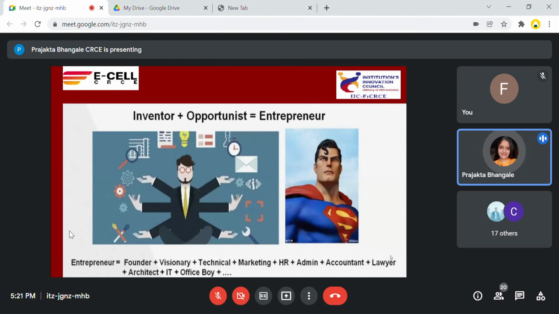Preparing the budget sheet, then many things will come into the picture. If my business goes ahead and gets good success, I have to be the analyst also, the data analyst also. There are so many things which come under the IT category also. So this is my entrepreneur, which consists of an inventor plus opportunist, and along with that he has so many responsibilities which I have listed over here, and so on.